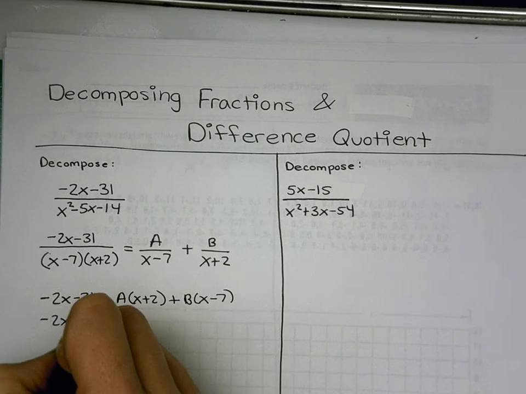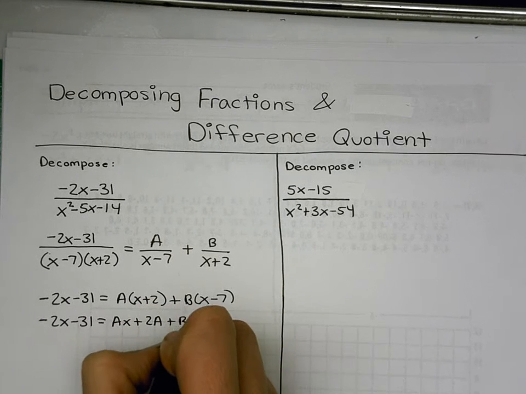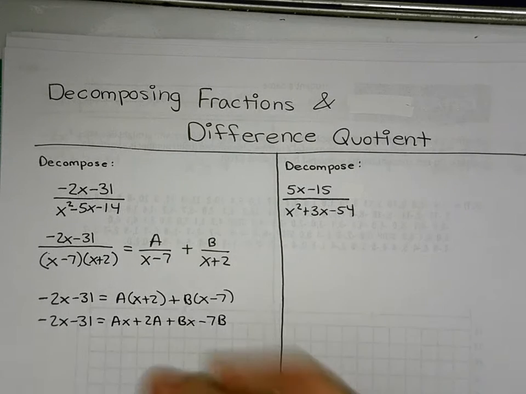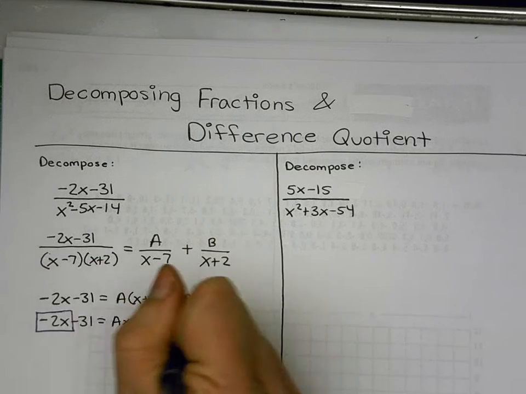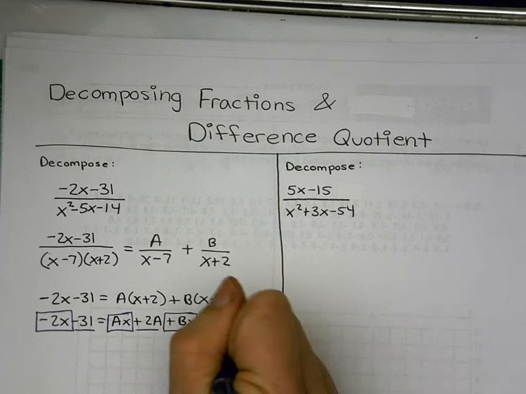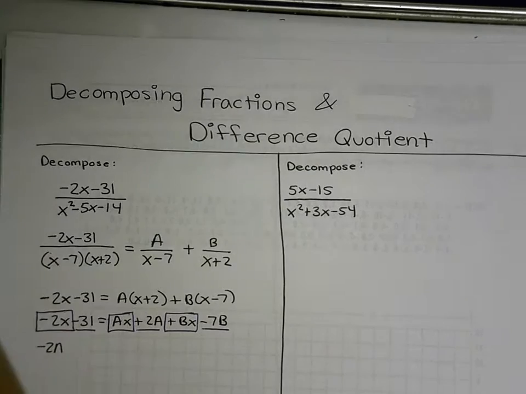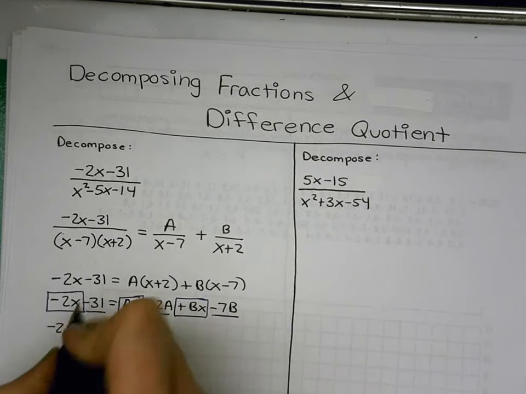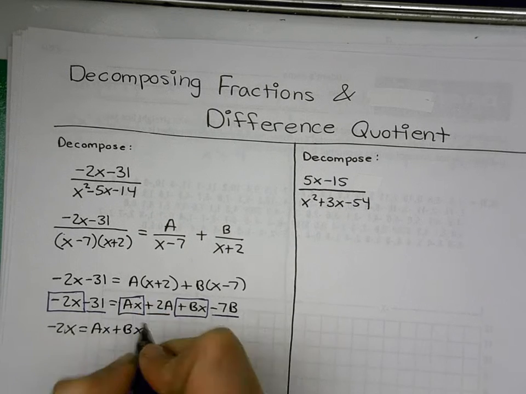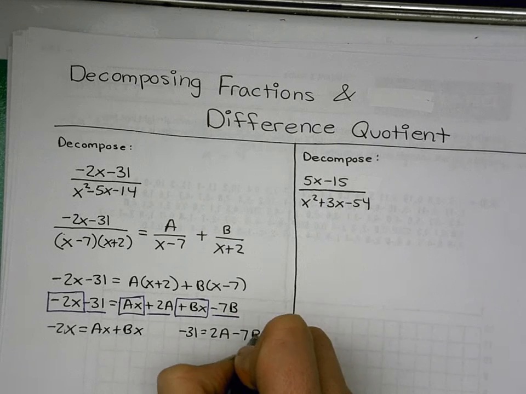Distributing, we have negative 2x minus 31 equals a times x plus 2a, b times x minus 7b. And so now we are grouping. We've got some x variables that are going to go together and some non-x terms that are going to go together. This negative 2x is going to go with the ax and the positive bx. The negative 31 is going to go with the 2a and negative 7b.